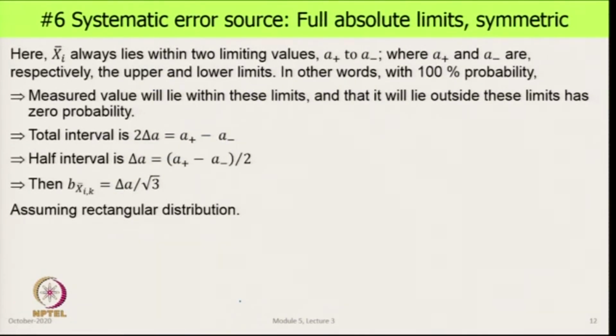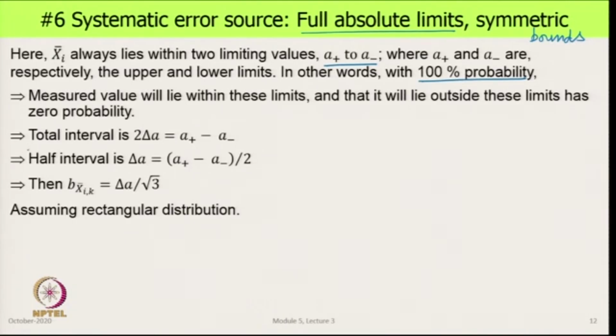Now, we look at the sixth option, where we say that the value of the measurand lies in an interval A plus to A minus with 100% probability. This we call full absolute limits, and we assume that these are symmetric bounds. That means nothing is going to lie outside this; we are absolutely sure.